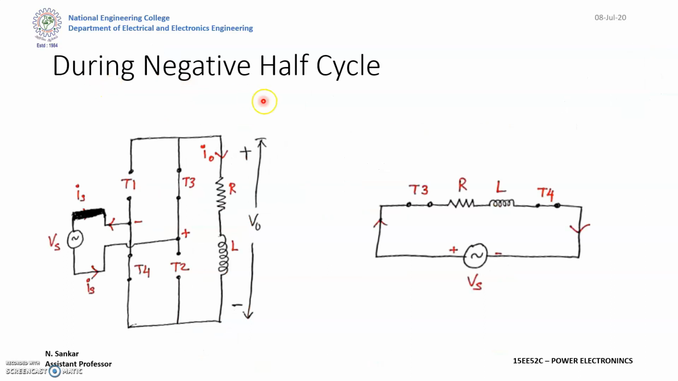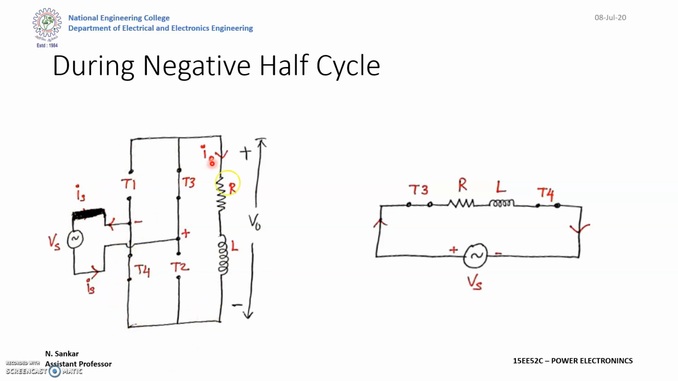So next one. During the negative half cycle, based on your line voltage and the holding current, T1 and T2 get turned off and T3 and T4 get forward biased, right? So if you apply a gate trigger impulse, T3 and T4 will start conducting the current. The current will flow from phase to T3, from T3 to load, from load to T4, from T4 to neutral, that is the other point of your source.